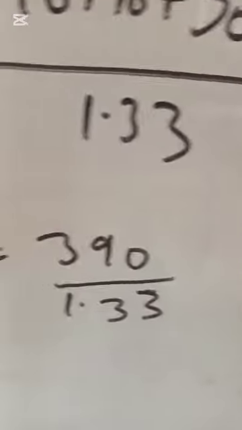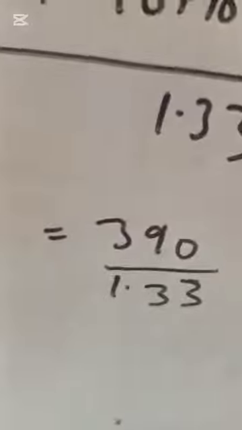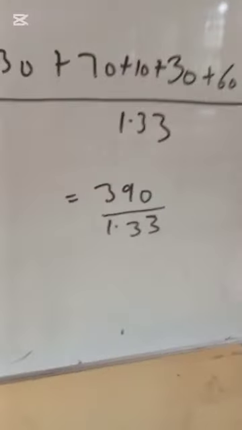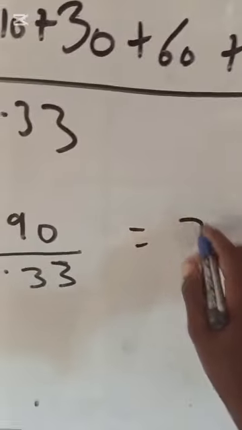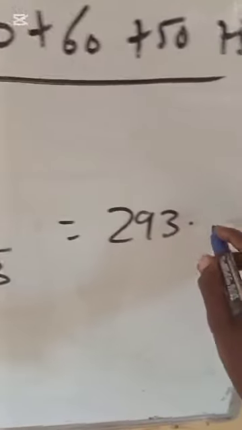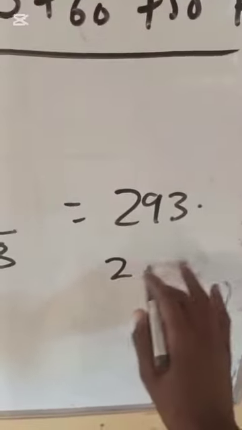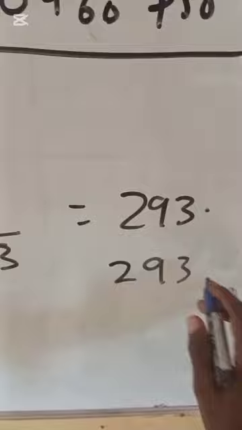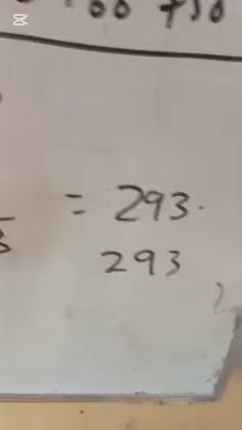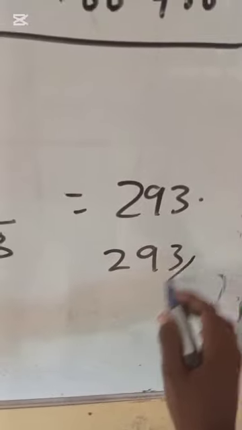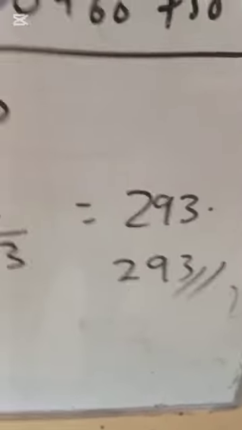Since we're talking about the number of workstations, which is how many places, we cannot actually get our answer in decimal. So if it's in decimal, we must approximate it. So 390 divided by 1.33 equals approximately 293, which is 293 workstations.